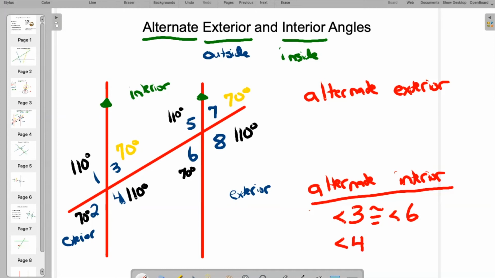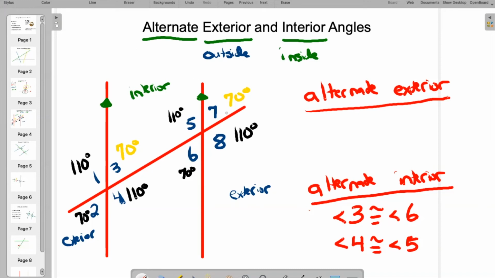Now, don't get too wrapped up in the vocabulary here, as long as you remember that you have the 4 angles on the left and the 4 angles on the right, and the corresponding angles have to be equal, then you're really getting the most important pieces here. I just wanted you to see the vocabulary.